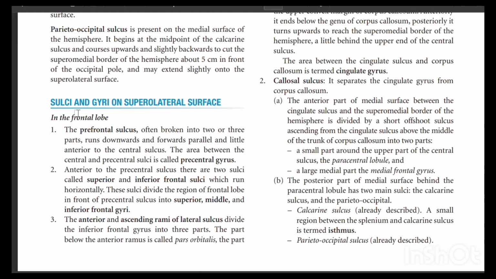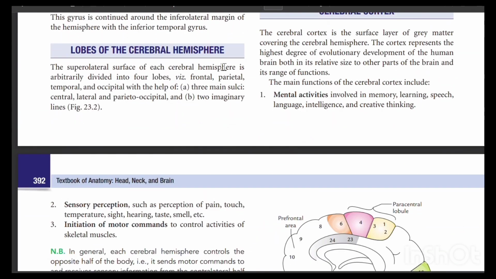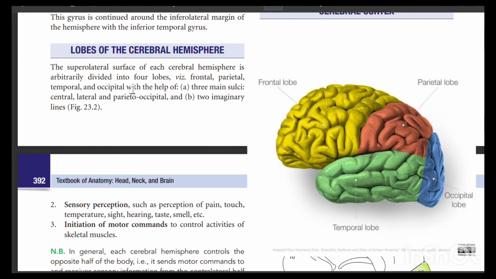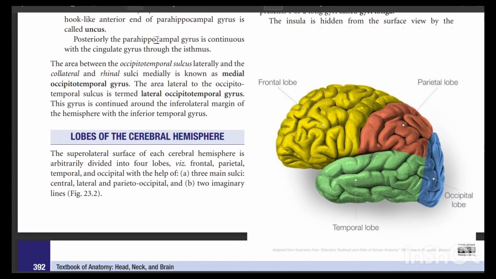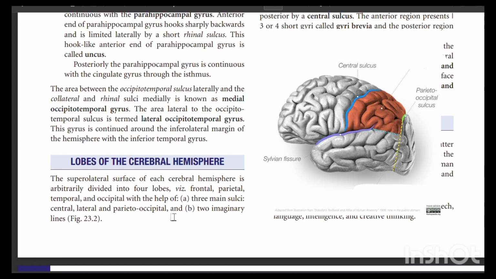Before we discuss the sulci and gyri on the surfaces, we shall first discuss the lobes of the cerebral hemisphere. As we have already discussed, there are mainly 4 lobes, that is the frontal, parietal, temporal and occipital. So how do we identify the lobes, or how do we divide the lobes? The lobes are divided by the 3 main sulci, that is the central sulcus, lateral sulcus and parieto-occipital sulcus, and also we will be drawing 2 imaginary lines in order to separate these lobes.